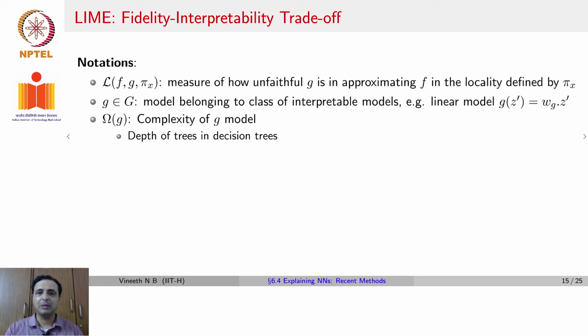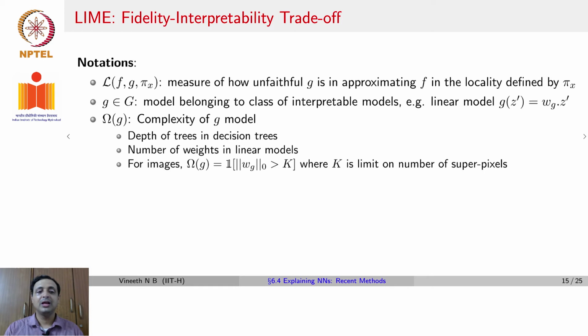What do we mean by complexity? If we are using G to be a decision tree, it could be the depth of the tree. If we are using a linear model, it would be the number of non-zero weights. If we are using it for image-based analysis, we may simply say that the number of superpixels should not be greater than a certain amount. What is a superpixel? A region. Okay, superpixel is just a region of an image. We wouldn't want more than 3 to 4 regions to be non-zero in that model when you make your decision.